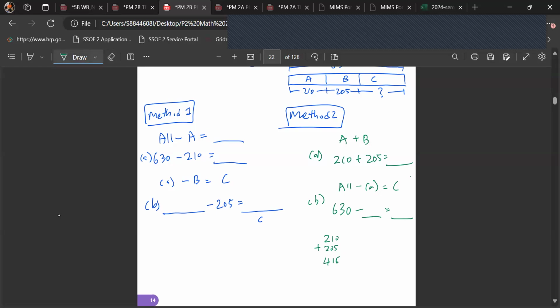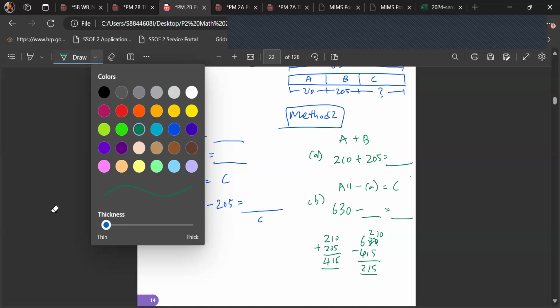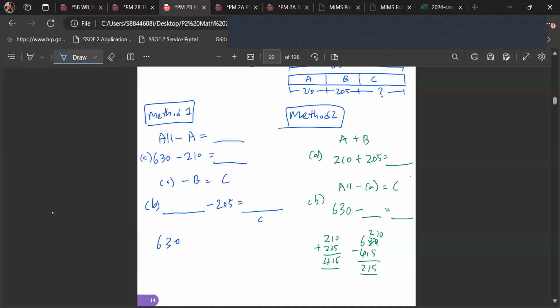Okay, then 630 minus 450. Oh, or I can do minus each one by one. 630 minus 210. Then 420 minus 205. Oh, it's the same answer. Right? So you choose which method you want. Okay?